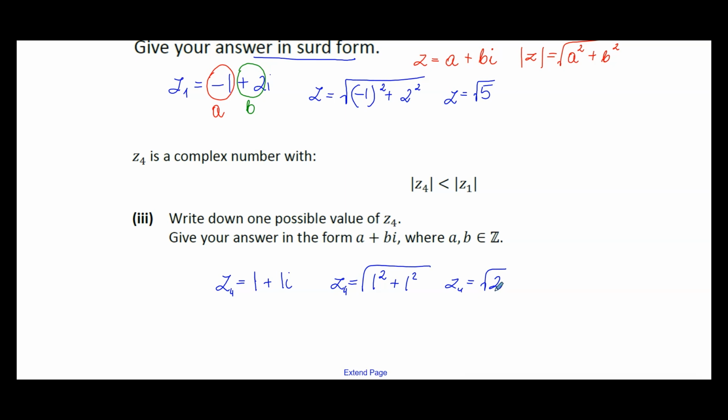Now, how do I know whether that value is less? Well, let's change that to a decimal. If we change square root of 2 to a decimal, that is 1.414. And if we change square root of 5 into a decimal, that is 2.236. So this distance is more than 2 units, while this distance is just 1.4 units. So yes, that is a good complex number to give here.